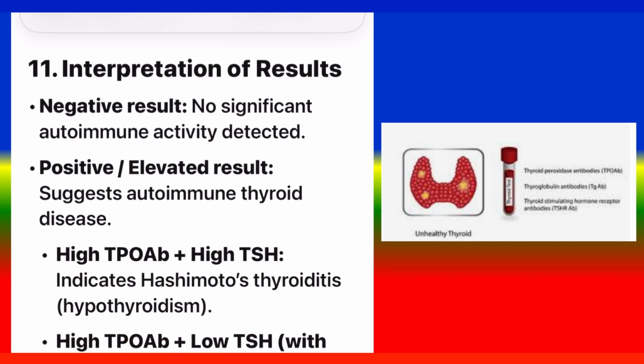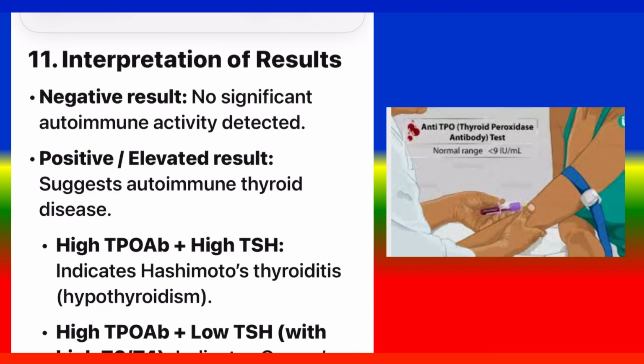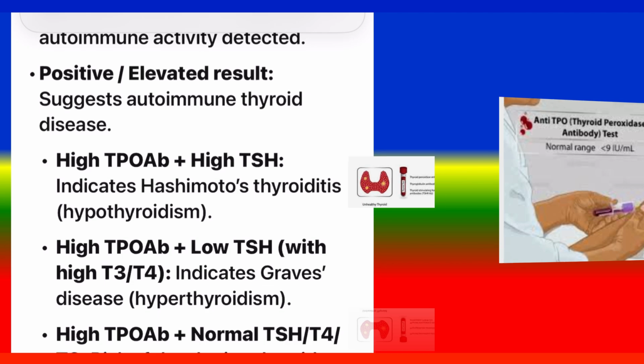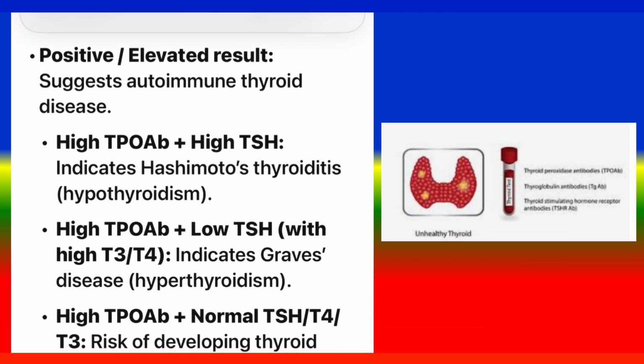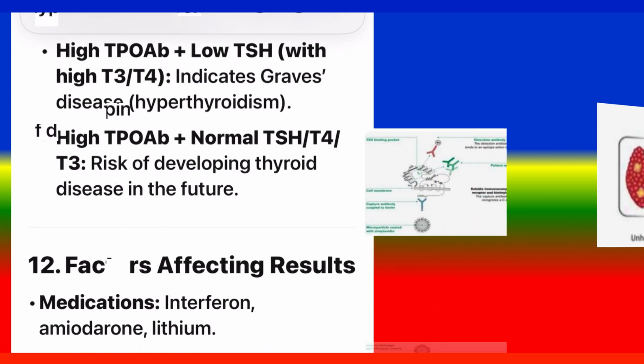Number 11. Interpretation of results. Negative result: no significant autoimmune activity detected. Positive, elevated results suggest autoimmune thyroid disease. High TPOAb plus high TSH indicates Hashimoto's thyroiditis, hypothyroidism. High TPOAb plus low TSH with high T3, T4 indicates Graves' disease, hyperthyroidism. High TPOAb plus normal TSH, T4, T3: risk of developing thyroid disease in the future.